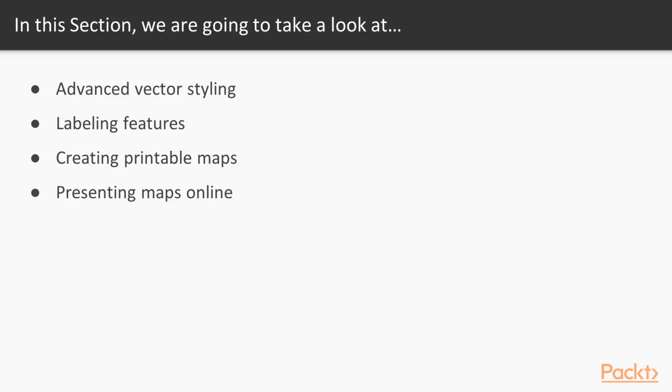We'll also tweak labels manually. Then you'll get to know the print composer and use it to create printable maps and map books. Finally, we'll explain how to create web maps directly in QGIS to present our results online.